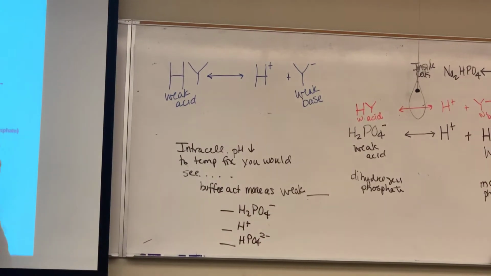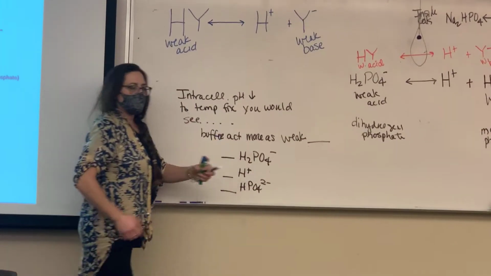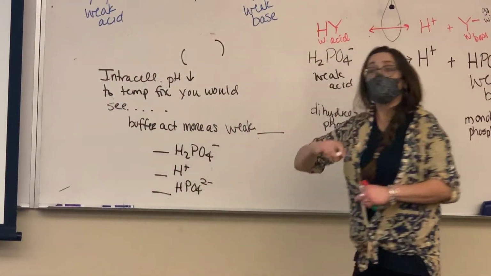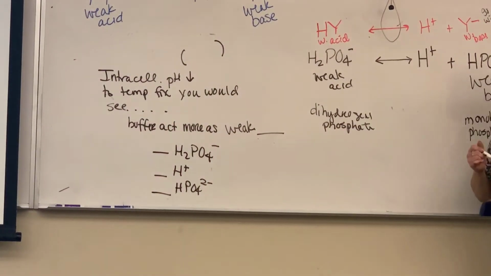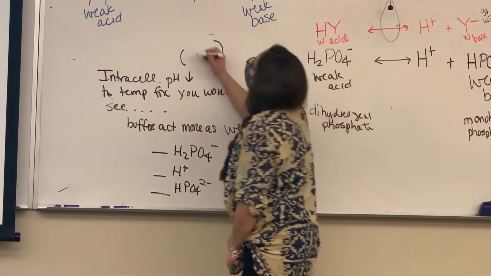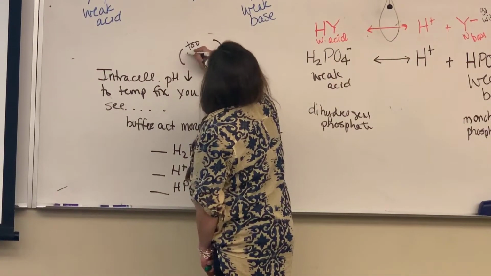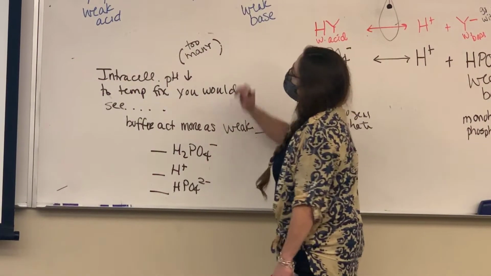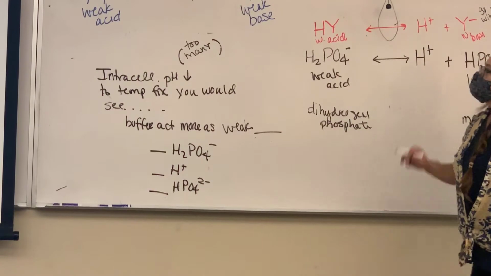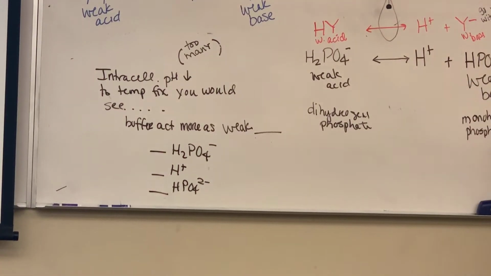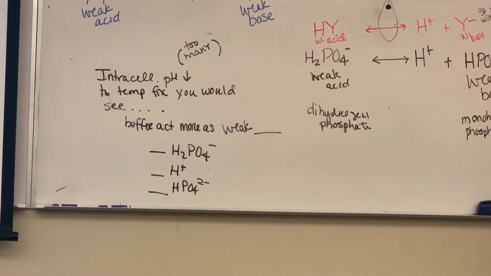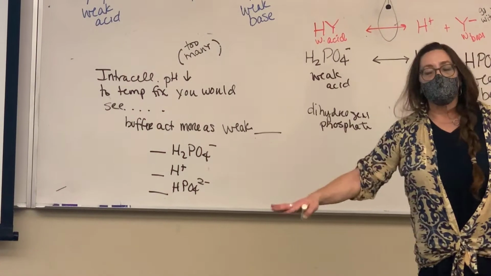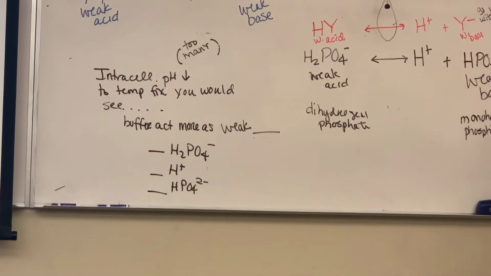Okay. So if your intracellular pH started to drop, you would say that means I have too many or too few free hydrogens inside of my cell. Too many. Too many free hydrogens in the cell. So do I want this buffering system, that is my major intracellular buffering system, do I want it acting more as a weak acid or more as a weak base to fix this problem?